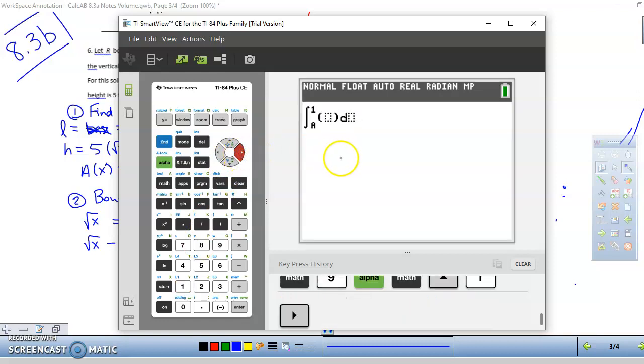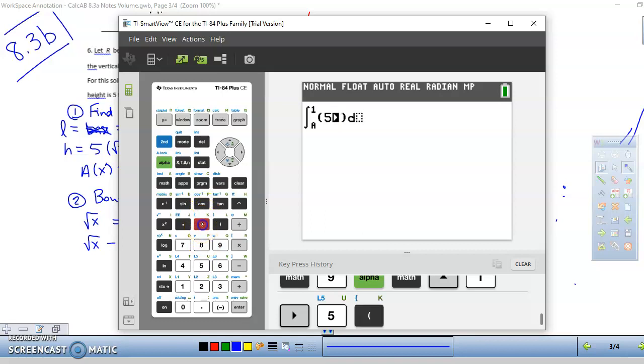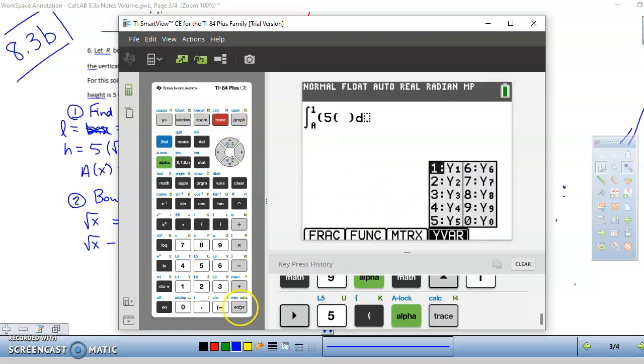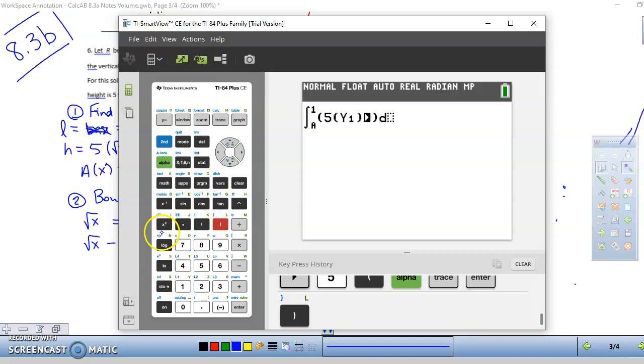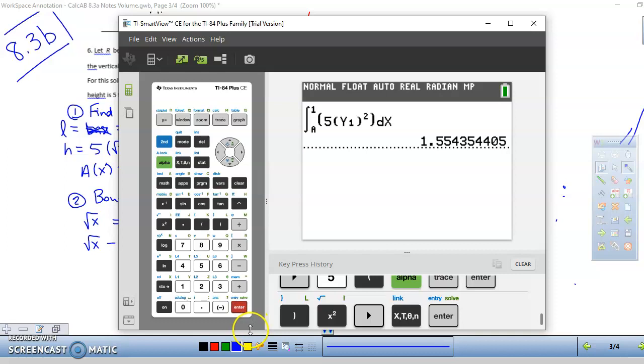And then my function, or my A of x, was 5 times, and then the top minus bottom is y1, so you could just do y1 in there, and then squared. Okay, and that's with respect to x. That looks good. We hit enter, and then we have the 1.554.